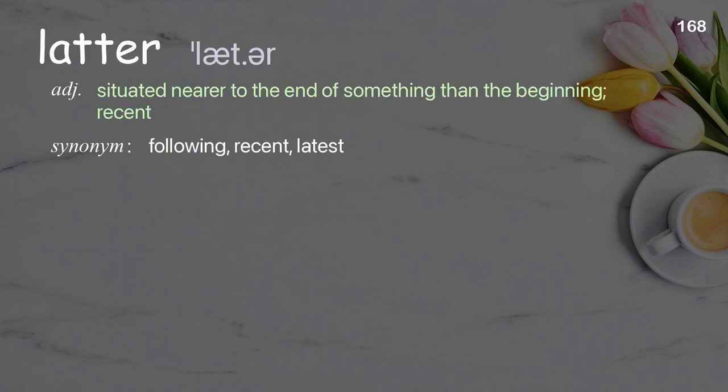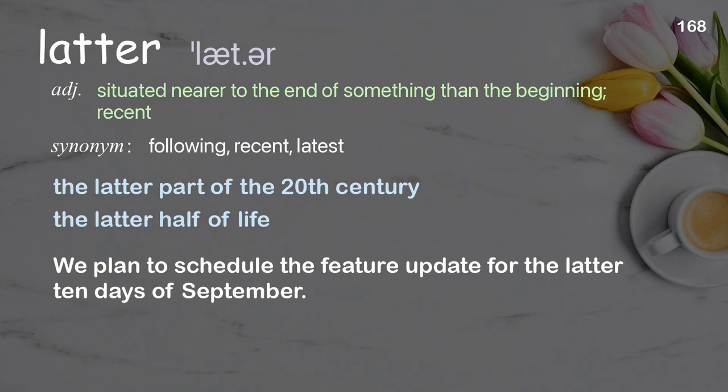Latter. Situated nearer to the end of something than the beginning, recent. Examples. The latter part of the 20th century. The latter half of life. We plan to schedule the feature update for the latter 10 days of September.